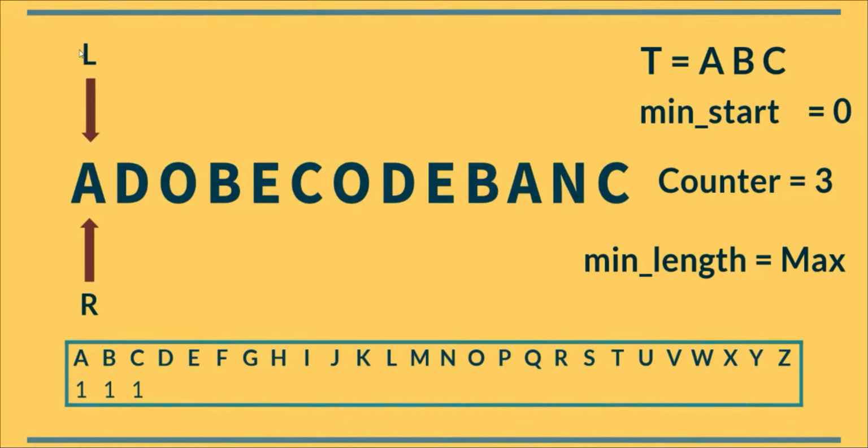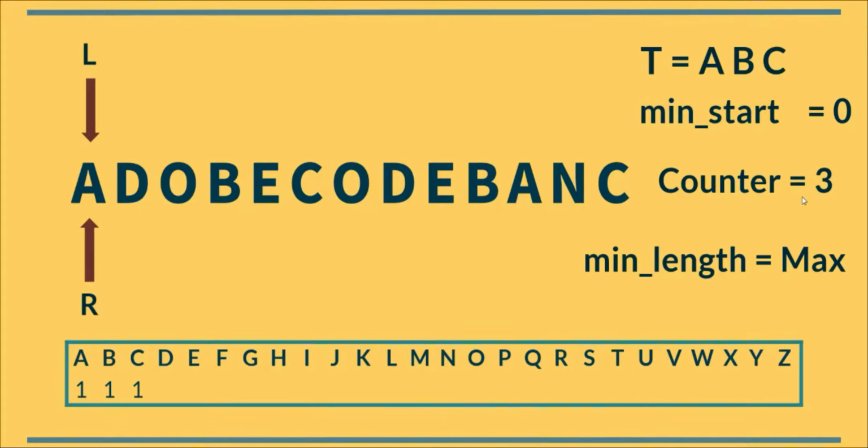So we initialize our left and right pointers to point at index 0. We initialize our min start variable to be 0 and our min length variable to be equal to max, and we initialize our counter variable to be equal to 3.